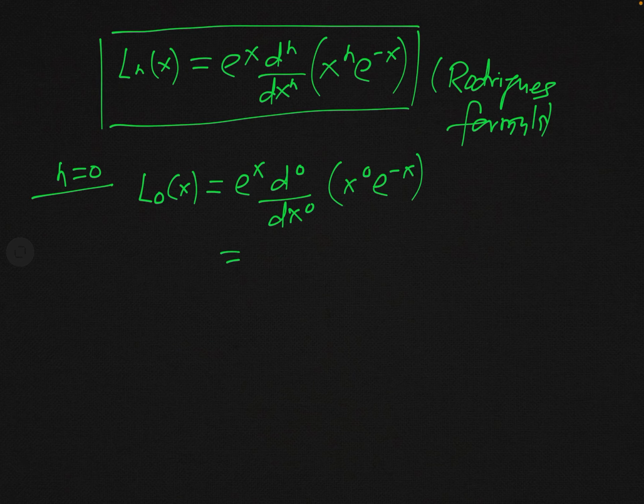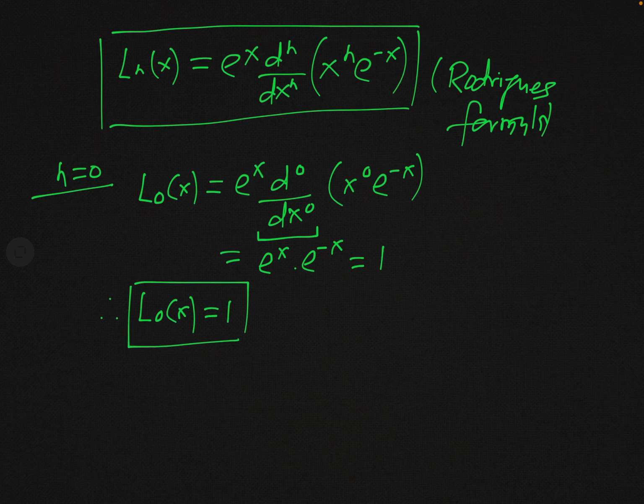And you know, when you write the operator d0/dx0, what does it mean? It is simply 1. It means we are not going to differentiate. No differential operator is operated on this. So this is simply e raised to the power x times e raised to the power minus x, and this will be simply 1. And therefore you can say L0 of x is equal to 1. You can see this formula is very easy to use to find the value of Ln of x.